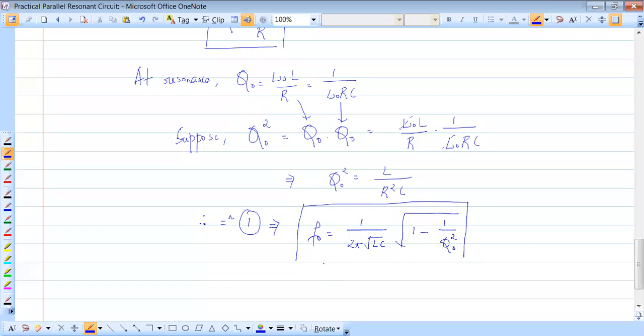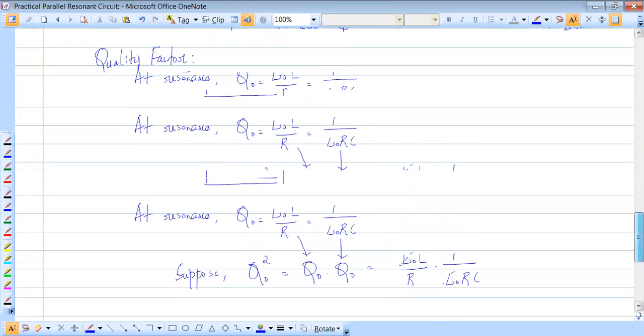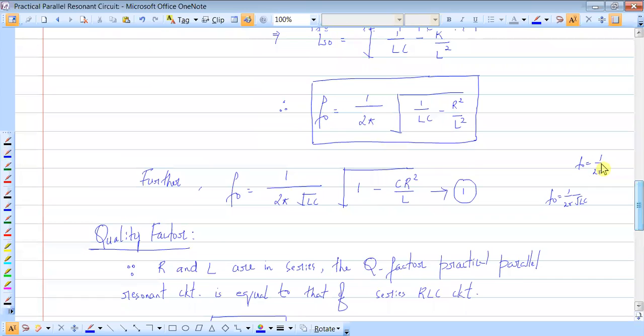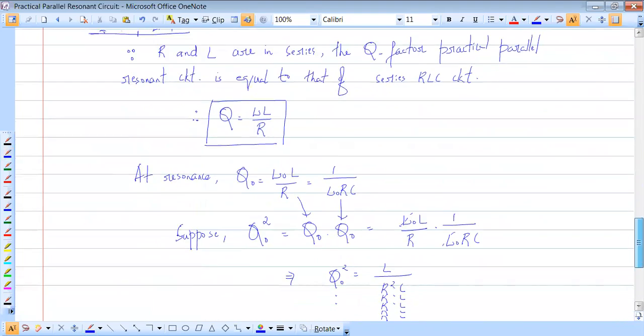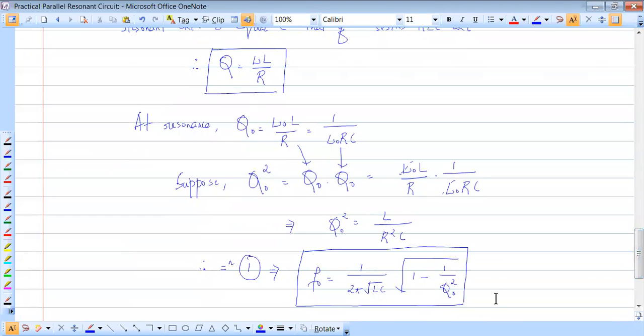If somebody wants you to express your f naught in terms of quality factor, you need to do this. Otherwise, you can stop here. This is very much sufficient if the condition for resonance is asked, or if the condition for resonance is asked in terms of the quality factor, then yes, you need to come till this point. I hope you all followed. We have another type of parallel resonance circuit, called the two-branch RL RC circuit. That we shall see in the next class.